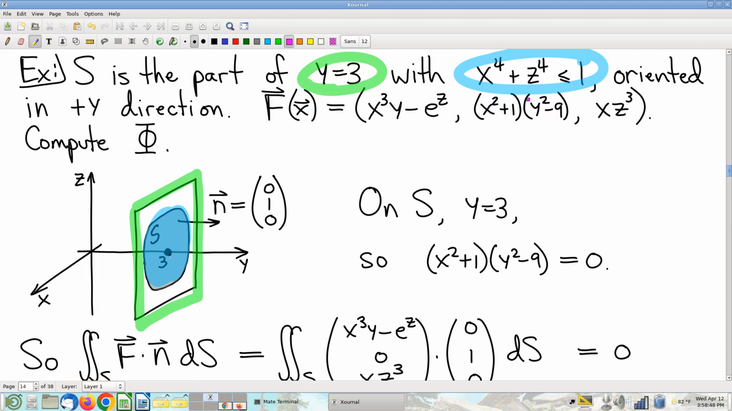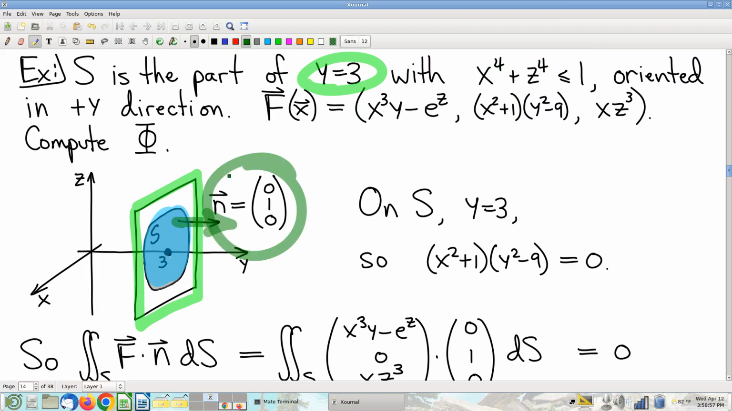Because my surface is part of y = 3, I immediately know that my normal vector has got to be perpendicular to that plane, and therefore (0, 1, 0). Again, it says right here positive y direction. Thus, this is the positive 1 right there. So I can write down my unit normal vector.